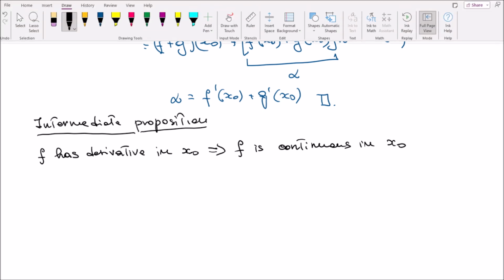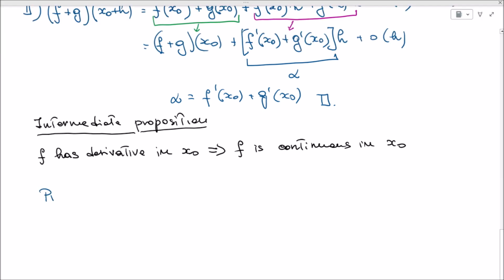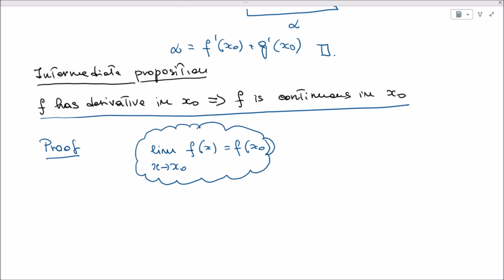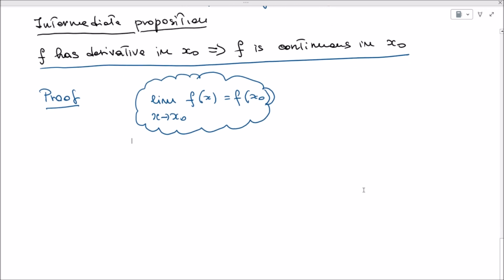Okay, let's give a proof of this fact, proof of this proposition. We wish to prove that the limit of f of x as x goes to x naught is equal to f of x naught, right? So this is what we would like to have. To this aim, let's rewrite f of x as f of x minus f of x naught plus f of x naught. We can do this just subtracting and adding f of x naught.